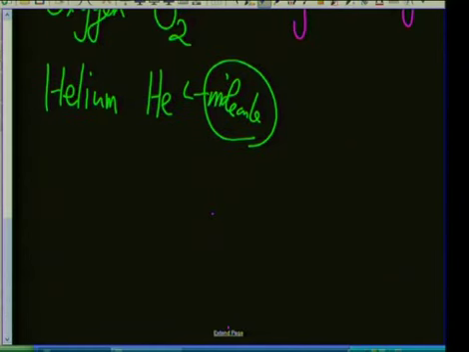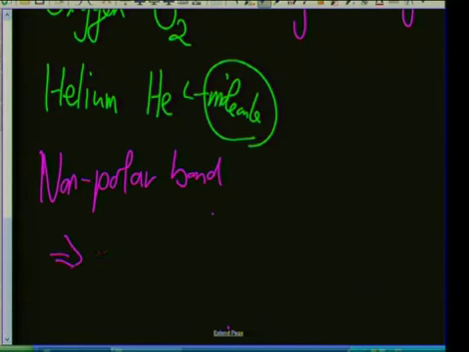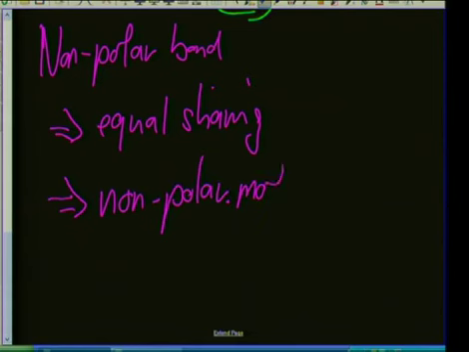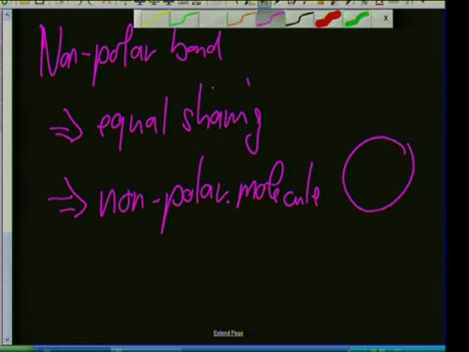So I want to note this. In a nonpolar bond, what generally happens is we get equal sharing, and because it's equal sharing, the molecule is known as a nonpolar molecule. And if we have to draw it, we would represent something like that, and we recognize that wherever we are, there's an equal distribution of electrons.